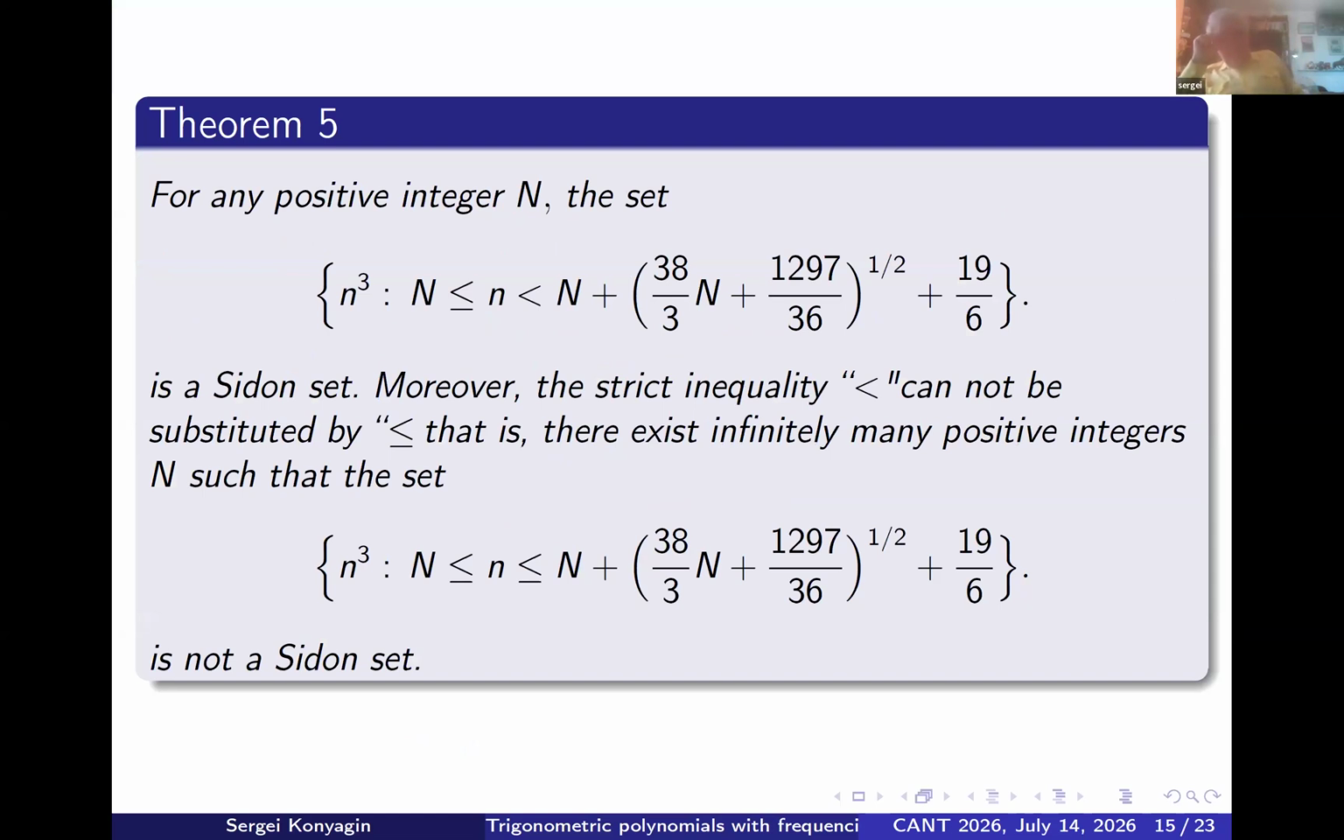But in our recent papers with Garayev and Garayev, we could prove a sharp result. So if we have this segment, we add into the capital N this term. I'll not pronounce it, you can see it. And if we have a strict inequality here, then this set is a Sidon set. But if the inequality is not strict, then for some n, this is not a Sidon set.